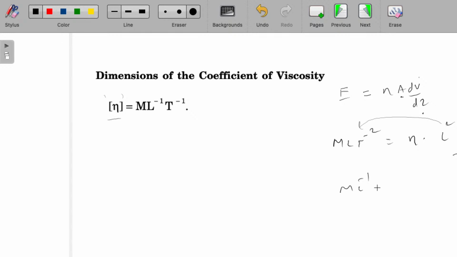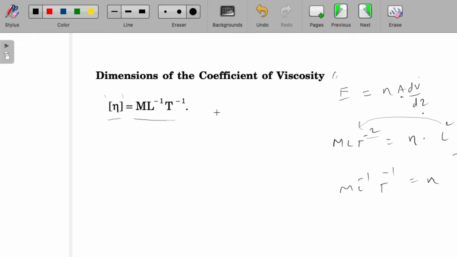T power minus 1, when it goes here, becomes t plus 1. So t minus 2 plus 1 is t minus 1. That's your dimensions of theta, right? So you can have this as a prototype for calculating the dimensions of those quantities which you are not aware of, right?